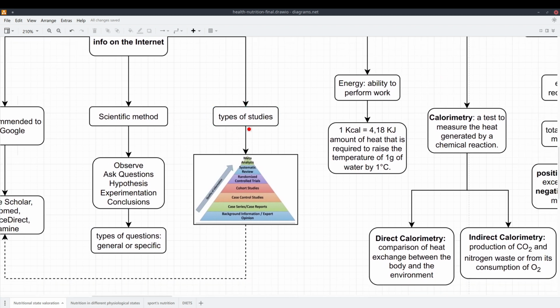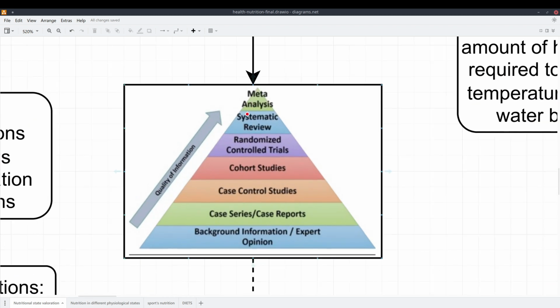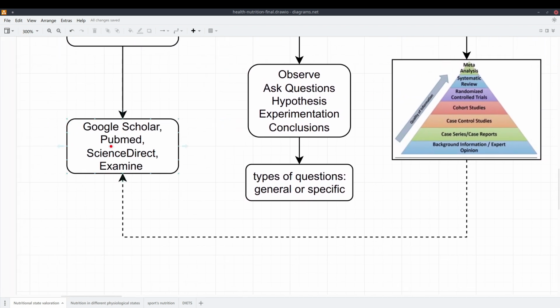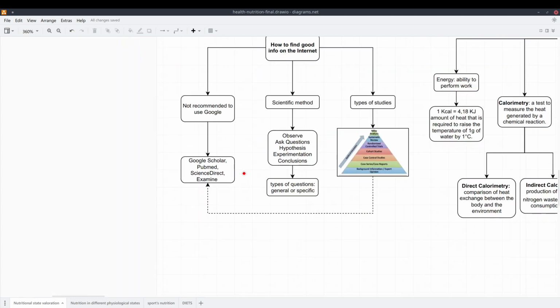And there are different types of studies, as you can see. The quality of information increases as the study changes. So meta-analysis and systematic reviews are the ones with more quality. It means they are better. And again, to find those studies, we use these websites.